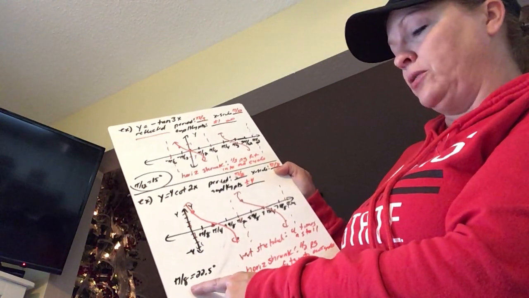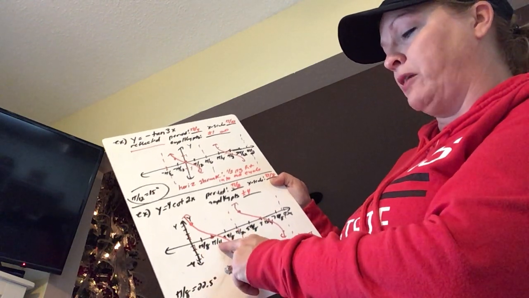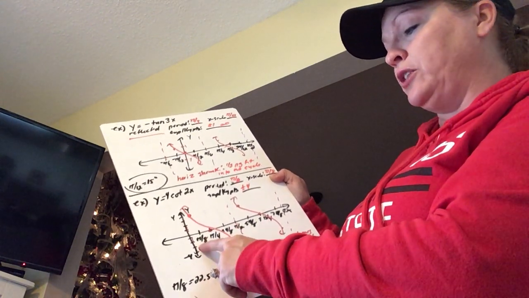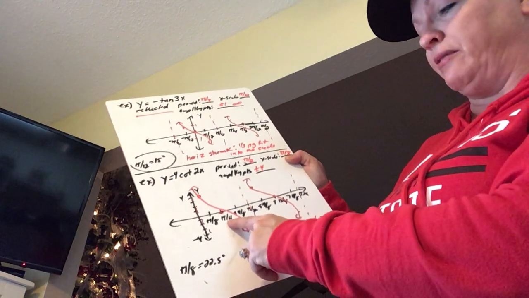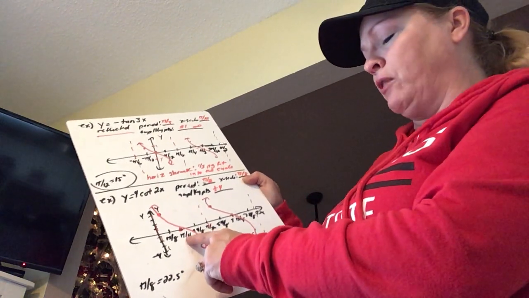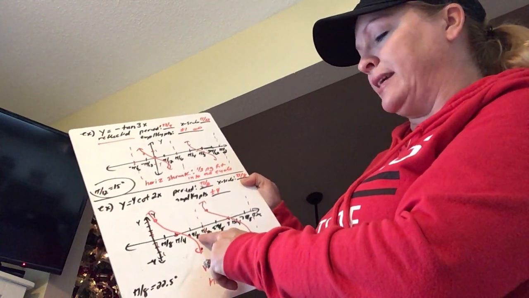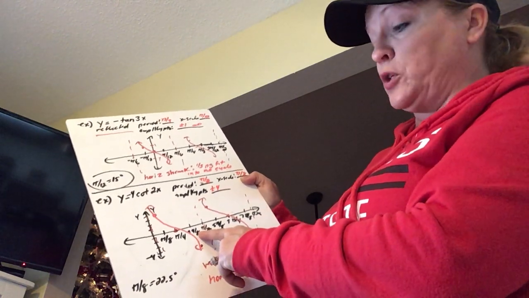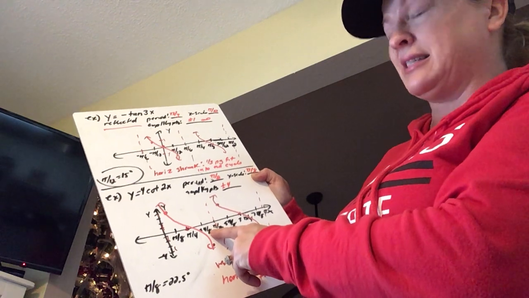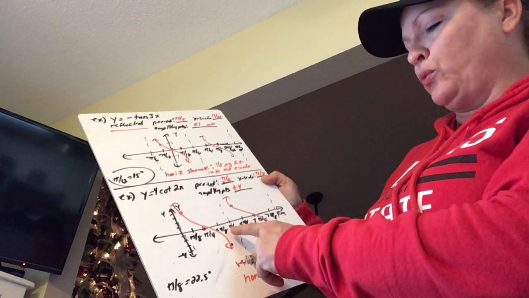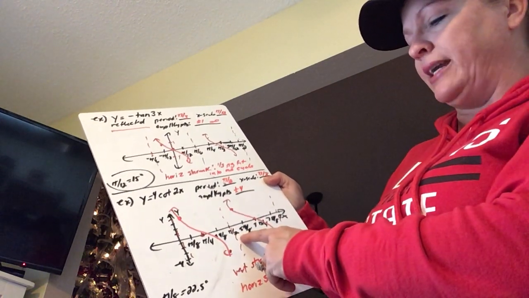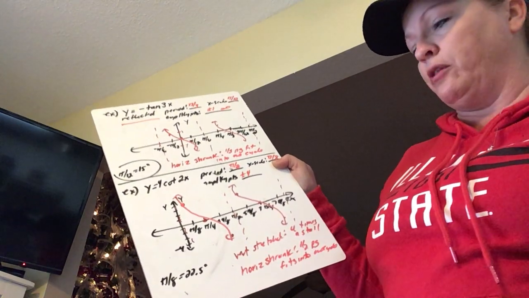Pi over 8 is 22.5 degrees. So pi over 8 plus pi over 8 is pi over 4, or 22.5 plus 22.5 is 45 degrees. Okay, pi over 4 plus pi over 8, that's 2 pi over 8, plus pi over 8 is 3 pi over 8, which would technically be what? 67.5 degrees. 3 pi over 8 plus pi over 8 is 4 pi over 8 and pi over 2.